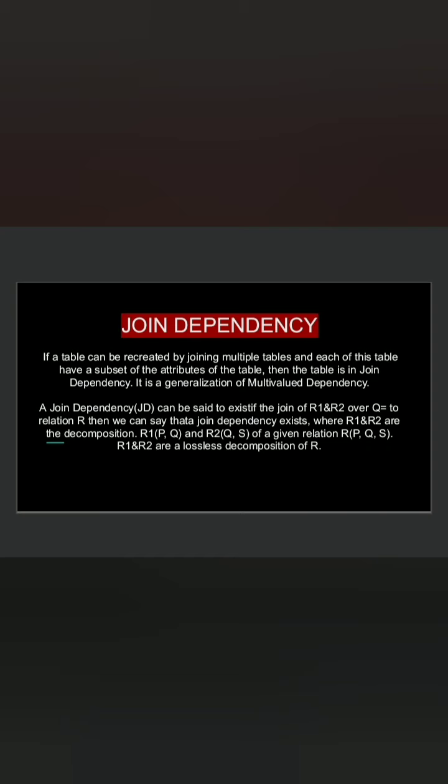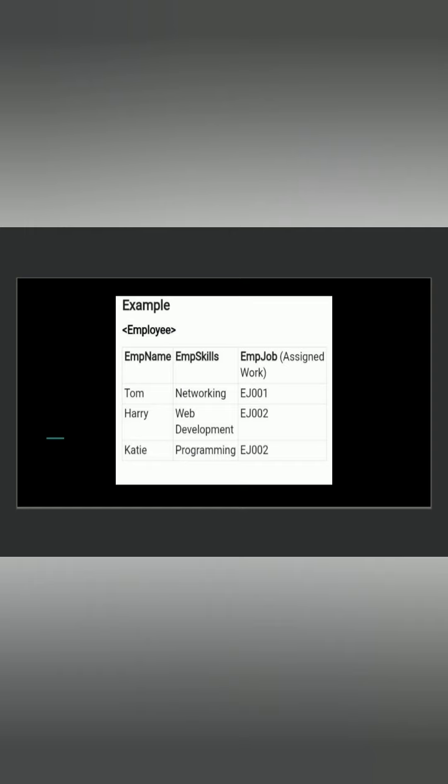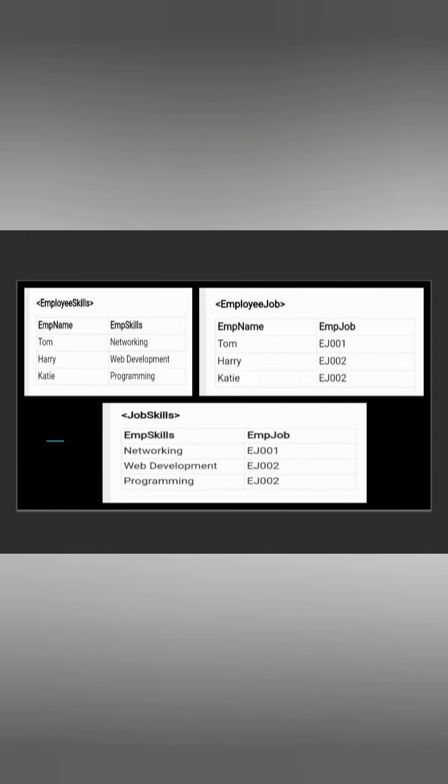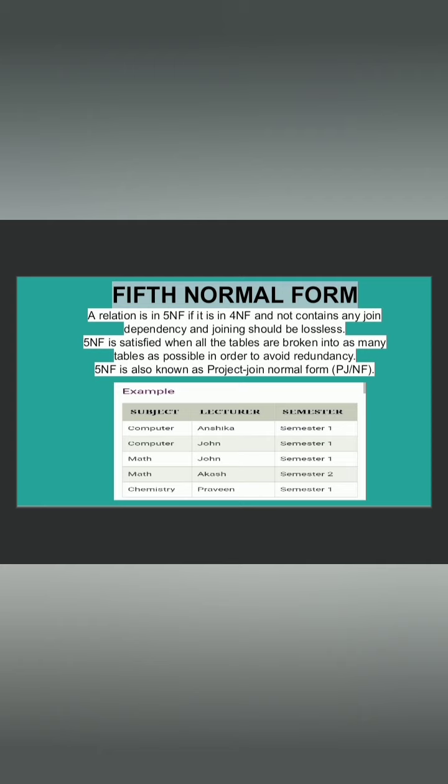A joint dependency JD can be said to exist if the join of R1 and R2 over Q is equal to the relation R. Then we can say that a joint dependency exists where R1 and R2 are the decomposition, R1 of P and Q and R2 of Q and S, of a given relation R of PQS. R1 and R2 are a lossless decomposition of R. The examples are given. The relation has joint dependency, so it is not in 5NF. That would mean that a join of the three relations is equal to our original relation employee.